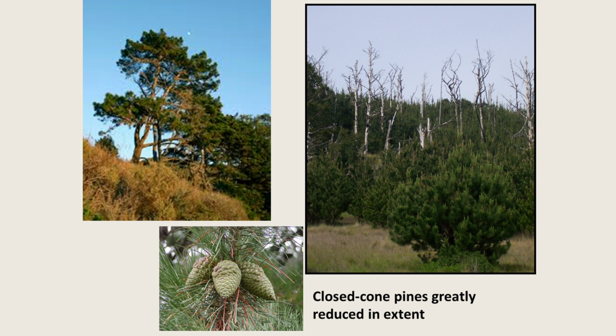These are the closed cone pines that covered a lot of California. They call them closed cone because you can see that the pine cones are not naturally open. But when there's a fire, they open up, the adult tree dies, but all of these seedling trees come up.